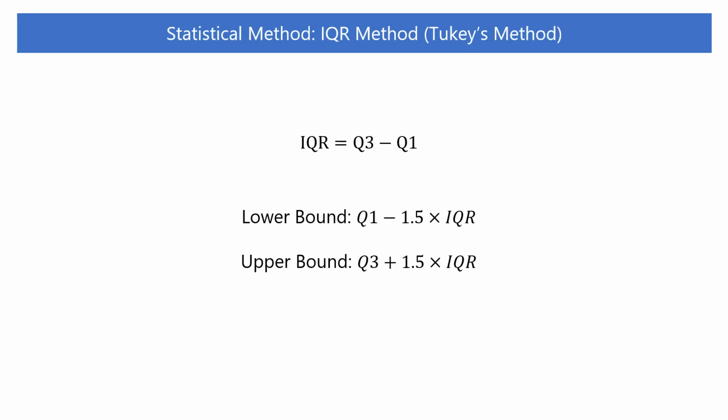When the data does not follow a normal distribution, the interquartile range method is effective. This method is called Tukey's method. The IQR is the difference between the third quartile and the first quartile. Combining the first and third quartiles and the IQR, set the lower bound and upper bound by this formula. Typically, outliers are identified by detecting values that fall outside this range.